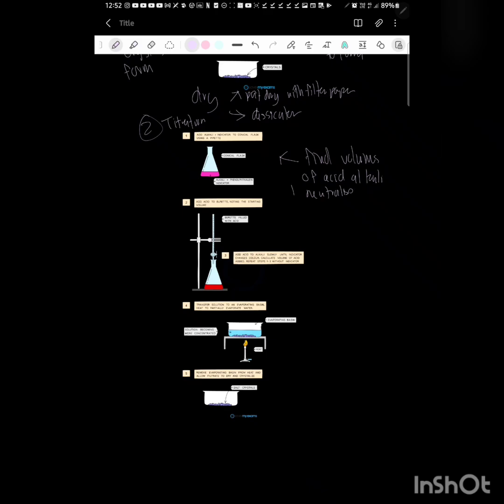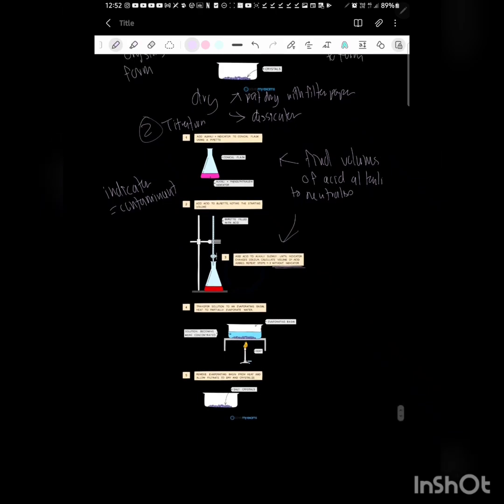And then, because here you've done it with your indicator, right? But you want it to be a pure salt. So then you can't have your indicator, because your indicator will contaminate it. So you repeat it with the correct volumes you found, because now you know the volumes, right? So you repeat with those volumes, but without your indicator. Alright, so after doing that, you get your salt.